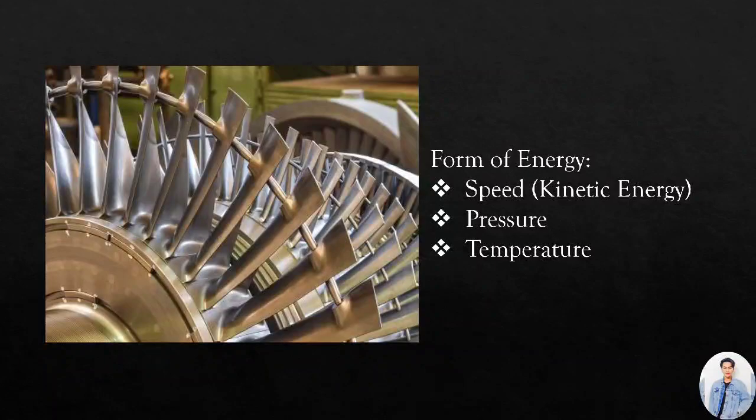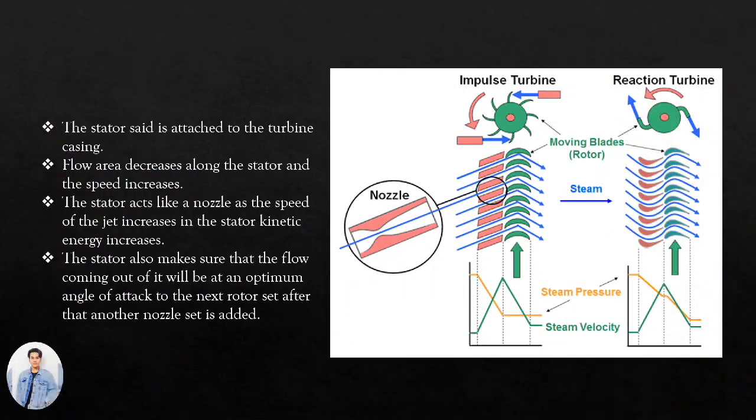The stator set is stationary and attached to the turbine casing. You can see that the flow area decreases along the stator and the speed thus increases. In short, the stator acts like a nozzle as the speed of the jet increases.